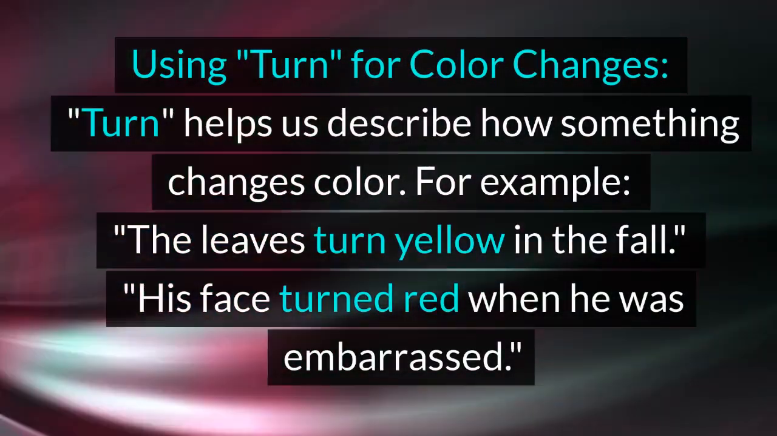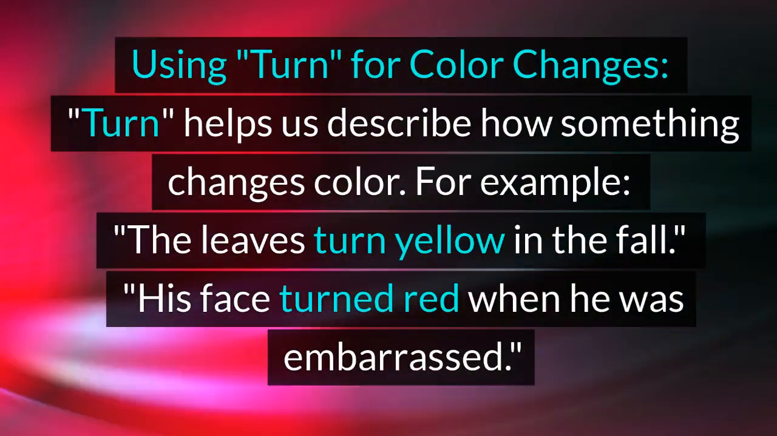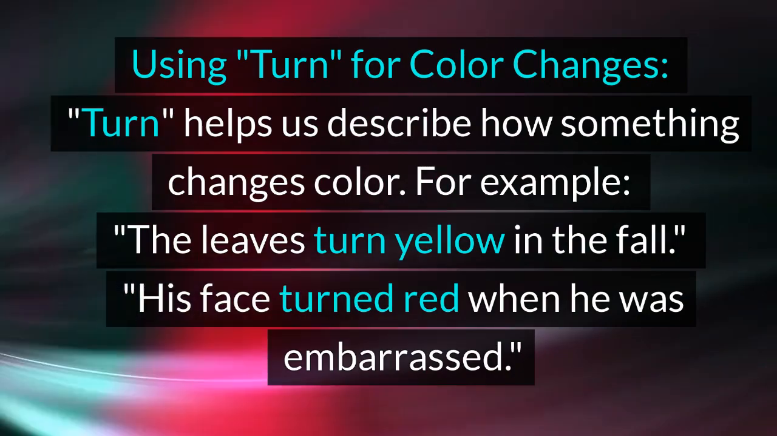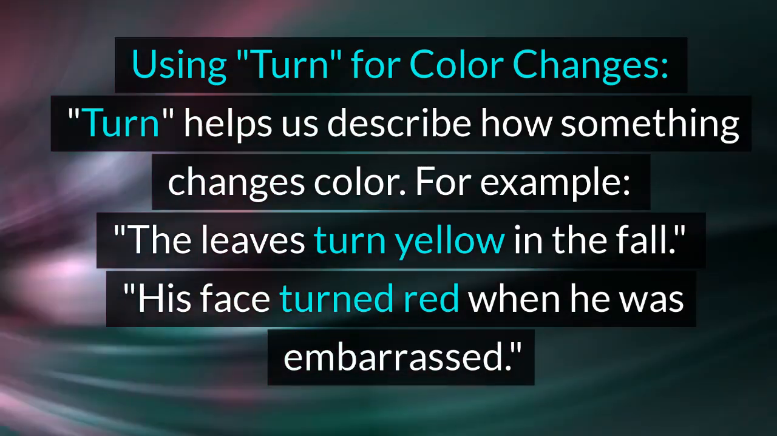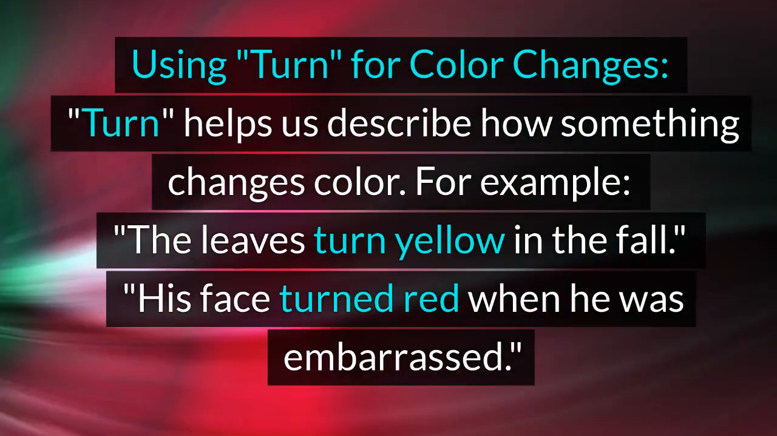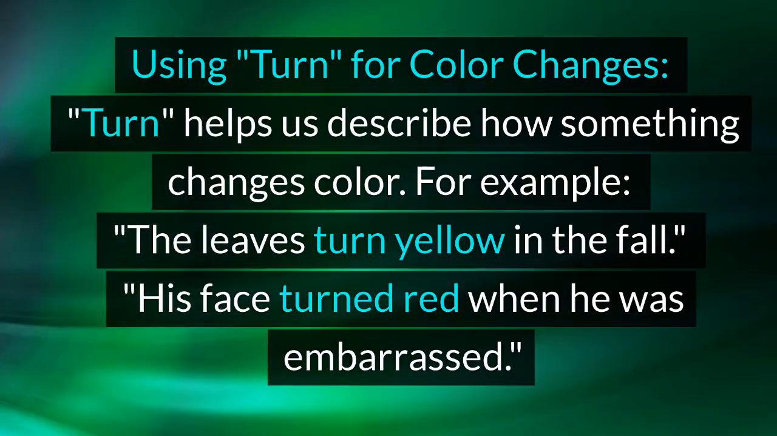Using turn for color changes. Turn helps us describe how something changes color. For example, the leaves turn yellow in the fall. His face turned red when he was embarrassed.